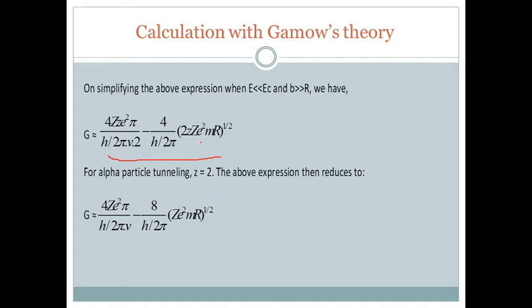For an alpha particle, if you put small z equal to 2, then everything reduces to this form. Simple mathematics, you can check that. So this is going to be the gamma factor. This is a general expression for any tunneling particle.